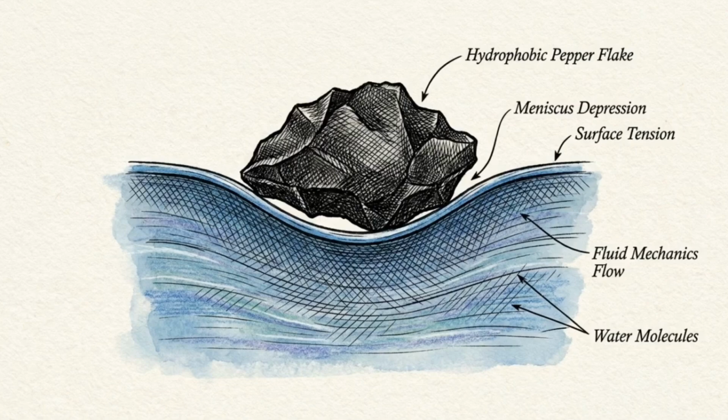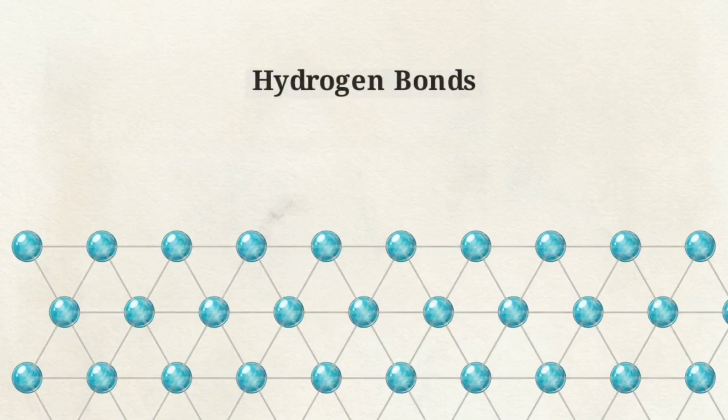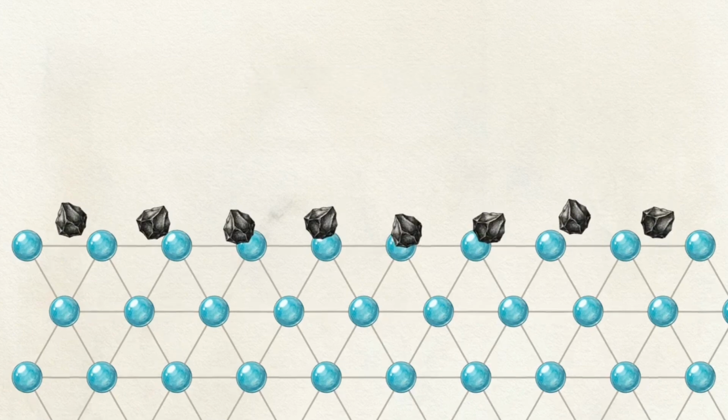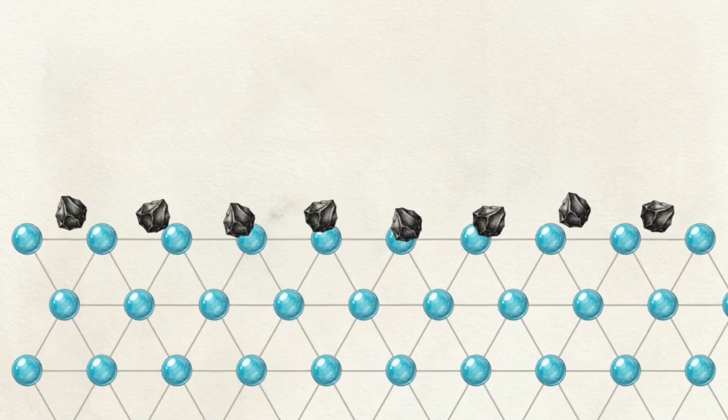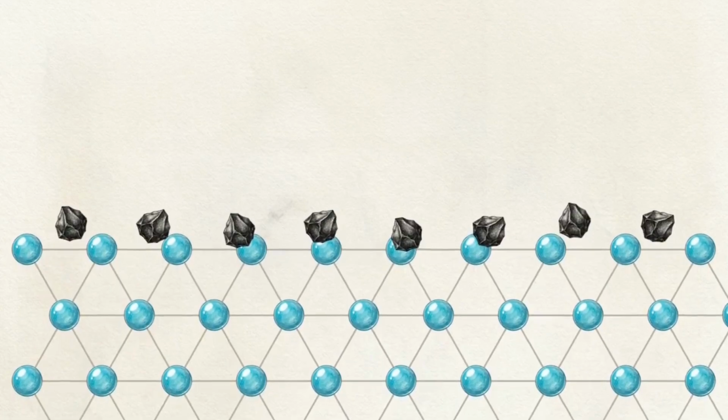To understand the science, we have to ignore the pepper. It's simply a passive passenger. The real action involves surface tension. Water molecules are highly attracted to each other through hydrogen bonds, creating a molecular skin. Because pepper is hydrophobic, or water-fearing, it doesn't get wet. It sits lightly atop this molecular net without falling through.